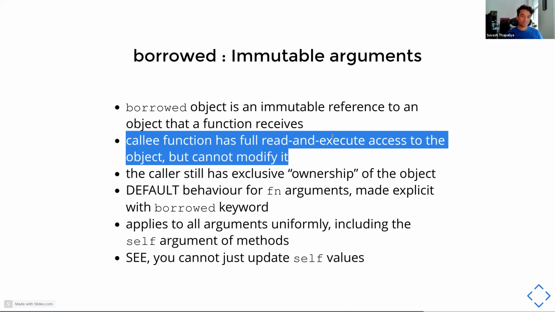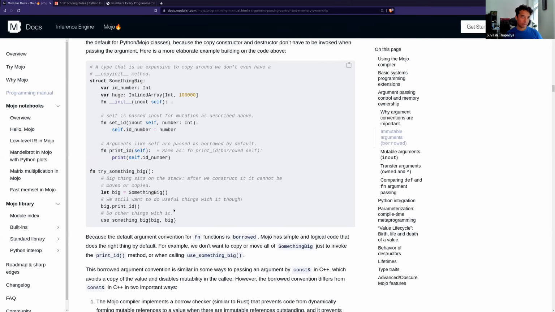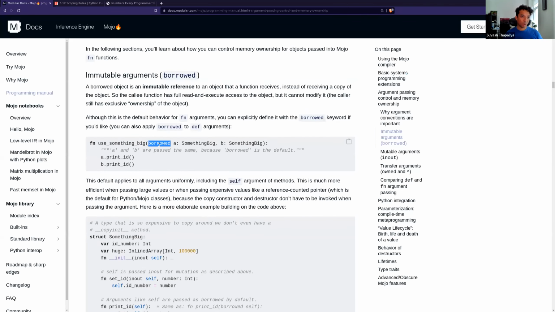So if we look here at the callee, let's say I call Alex and say, Alex, the number is 200, whatever. This is the password, right? And then Alex has full read and execute access. He can do whatever with that password, but he does not get to change it. I still own the password, sort of. I still have the full exclusive ownership of that object. And this is in the context of Alex borrowing from me. So the default behavior for fn is borrowed. This is what I was trying to show here: if you didn't write borrowed here, it would be borrowed. That is the default.